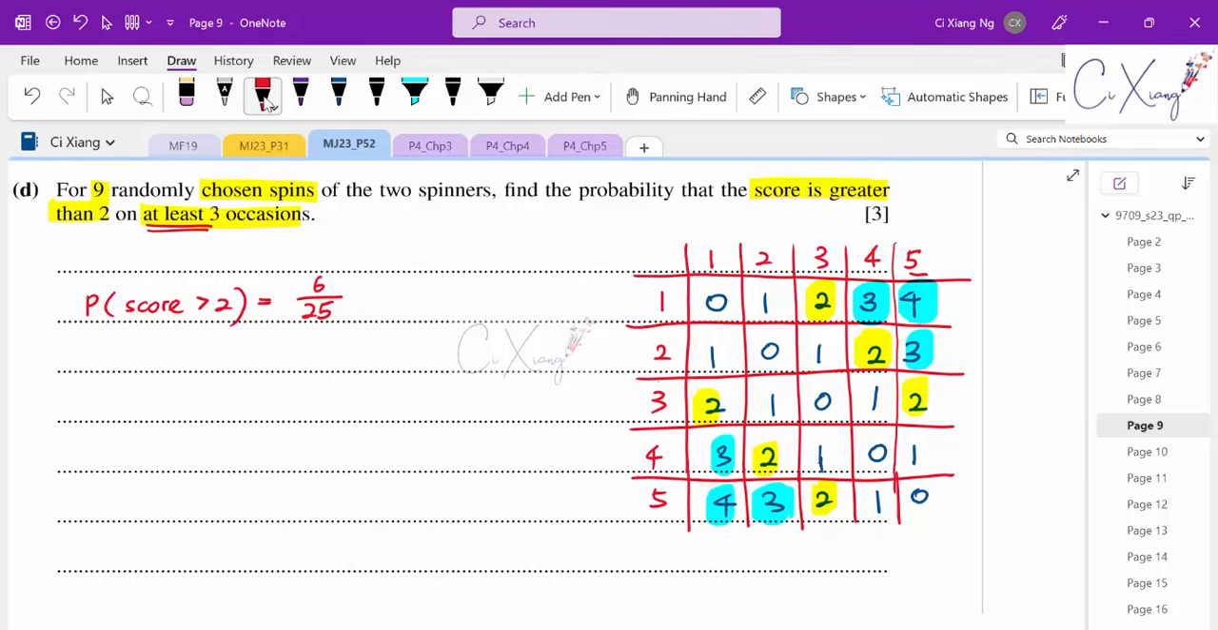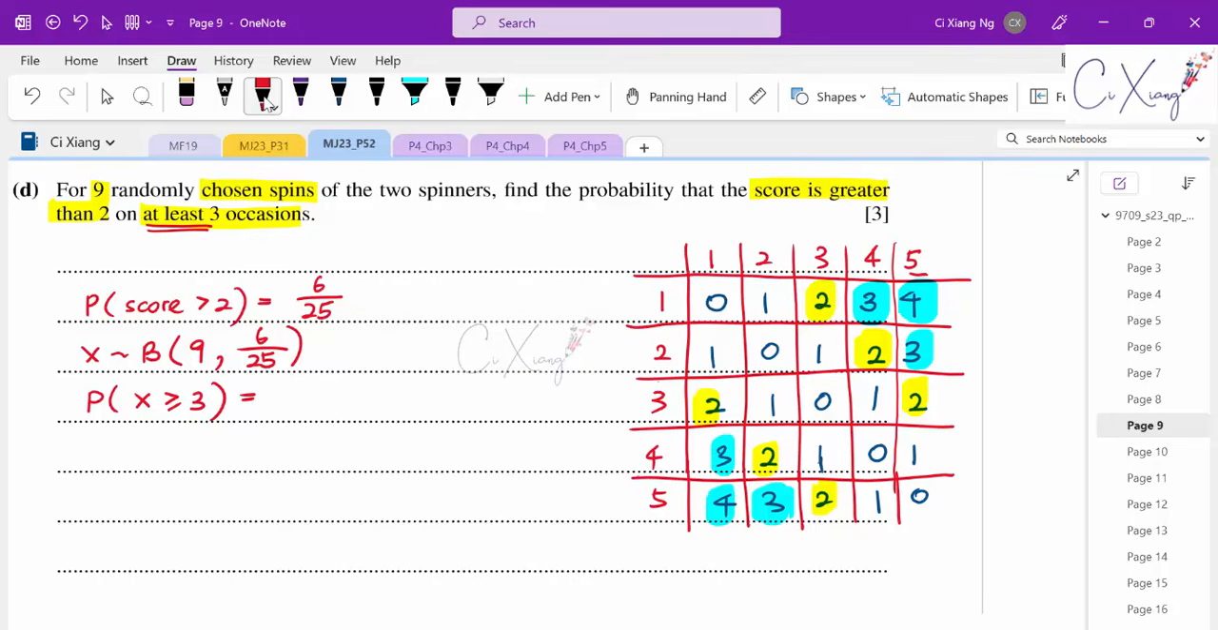And now I want to make it as, I assume that X, the number of spins that has a score greater than 2, is binomial distributed. Total number of chosen spins is 9. And then the probability of one single spin to get a score greater than 2 is 6 over 25. And now they want us to calculate the probability for at least 3 occasions. So X is greater or equal to 3.